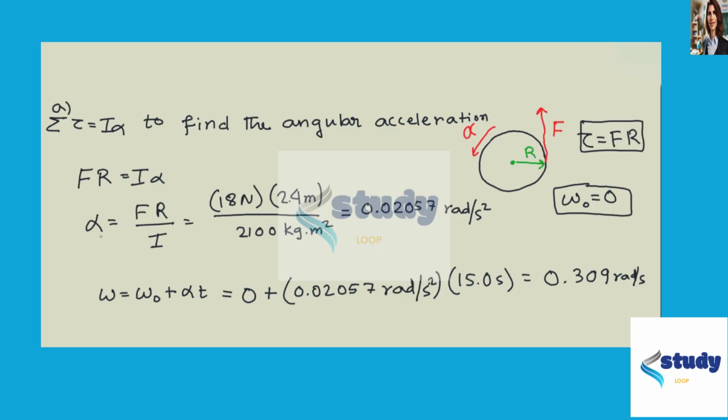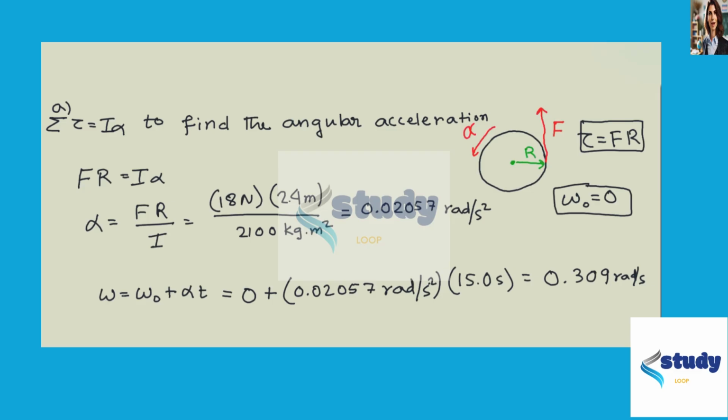If we solve for alpha, we see it's Fr over I, where force is given as 18 newtons, R is 2.4 meters, and I is 2100 kilogram meter squared. Using those numbers, we see alpha, the angular acceleration, is 0.02057 radians per second squared.